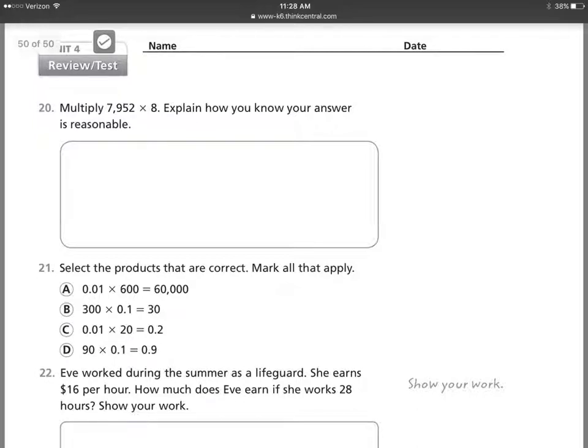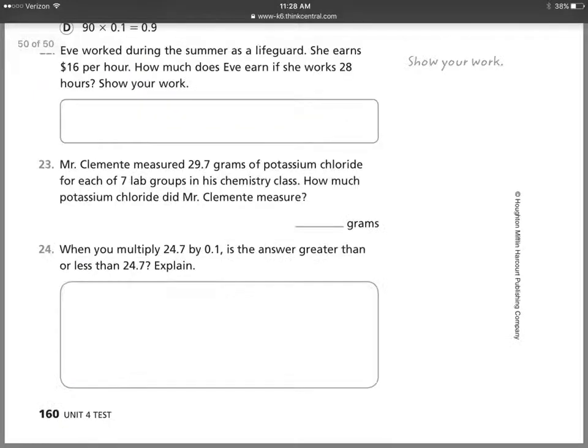Number 21 says select the products that are correct, mark all that apply. There'll be 1 point for this, and you will be just solving each problem. Actually, they're already solved, but you need to solve them yourself to make sure that the answers are correct. Bubble in the ones that are correct.